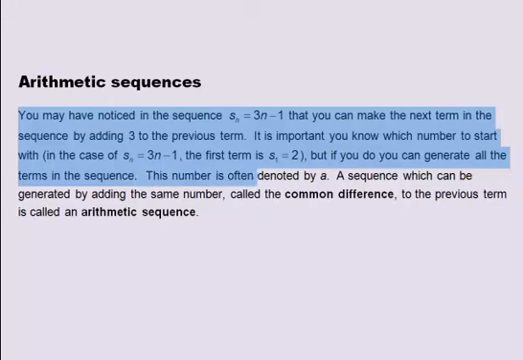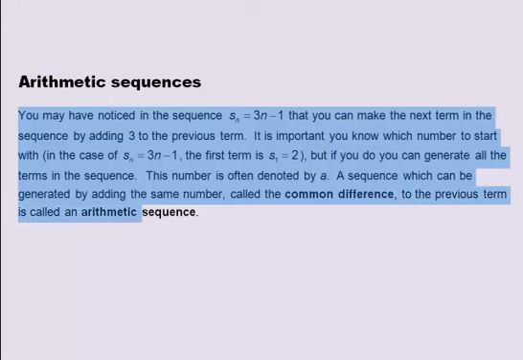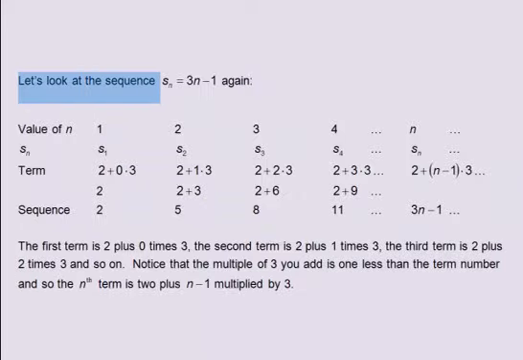This number is often denoted by a. A sequence which can be generated by adding the same number, called the common difference, to the previous term is called an arithmetic sequence. Let's look at the sequence Sn equals 3n minus 1 again.